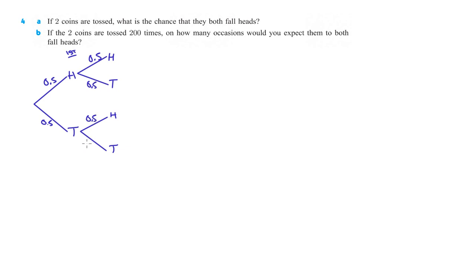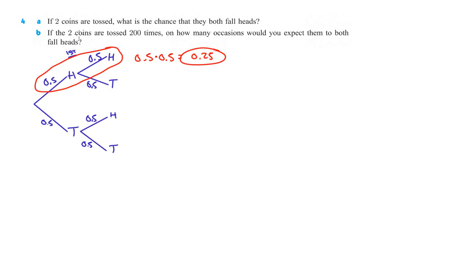So now with this, if 2 coins are tossed, what's the chance that they both fall heads? So that would be heads, heads. That's going to be this group right here. So that's going to be 0.5 times 0.5, which is 0.25. So that's the probability, 0.25 or 25%.